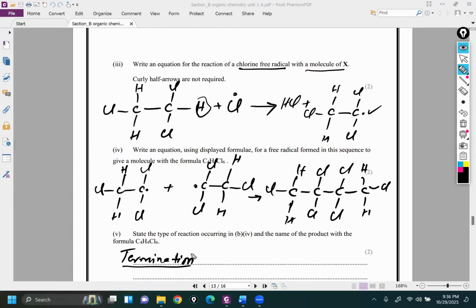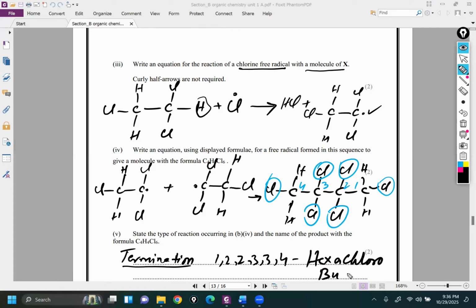Now, let's come to the name. You'll start numbering either from this side or that side. It makes no difference. So 1, 2, 3, 4. Now one chlorine here, one here, one here, one here. Just encircle it so that you do not leave any chlorine. This attaches at one position, then 2 and 2, 3 and 3 and 4. So you can write the name 1,2,2,3,3,4, total 6 chlorine, so hexachlorobutane. The straight chain is of 4 carbon.